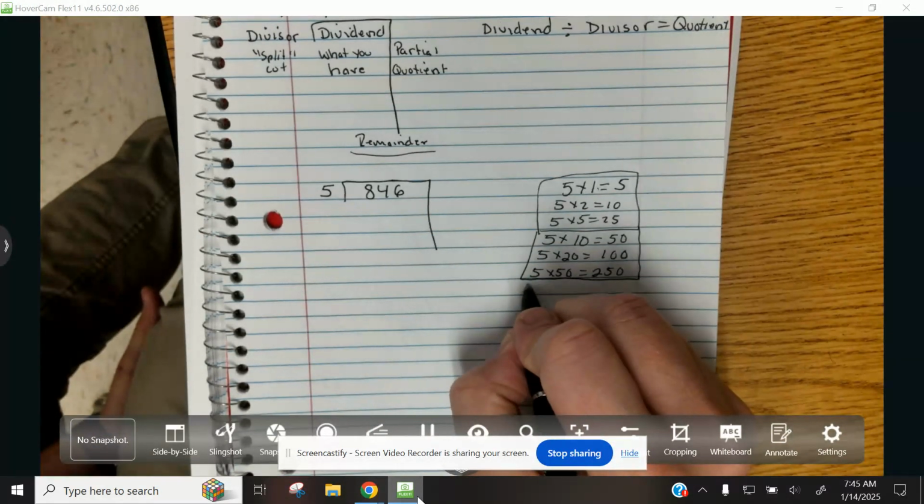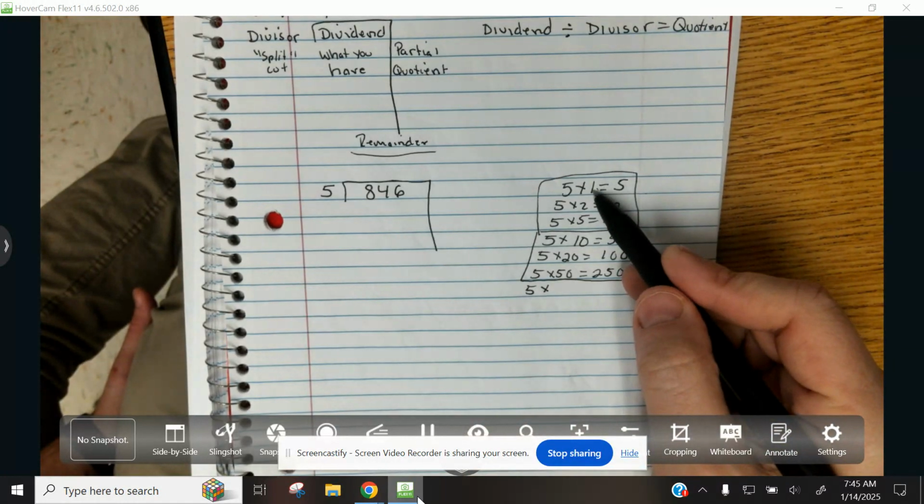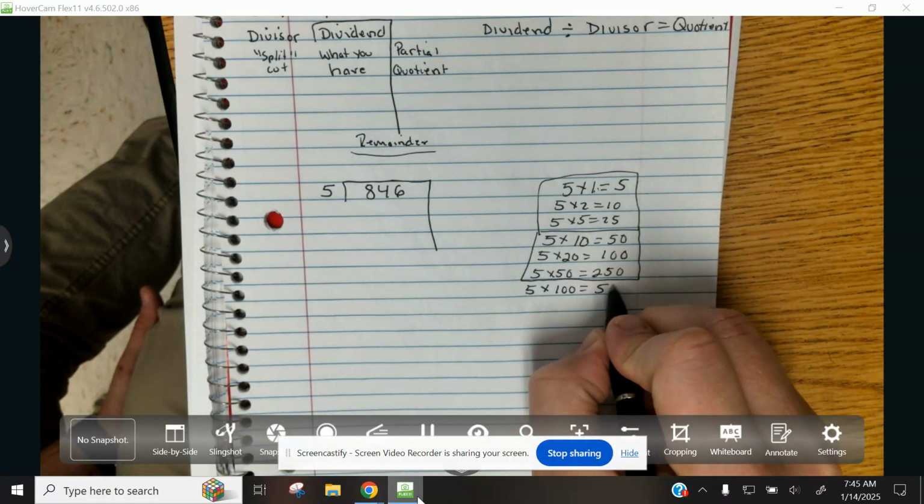So now I'm going to keep using those numbers, but now I'm going to go 100 times. So now I had 5 times 1, 5 times 10. Now I'm going to have 5 times 100. Okay, now I have 500.